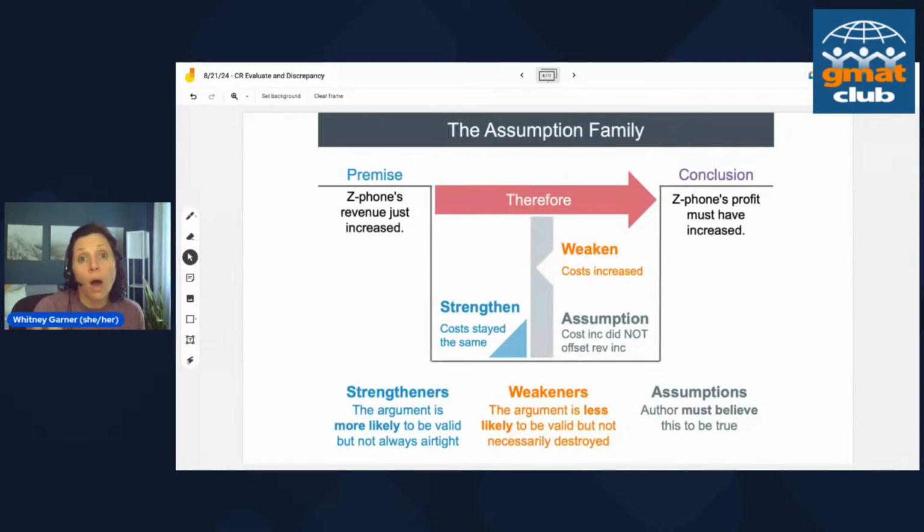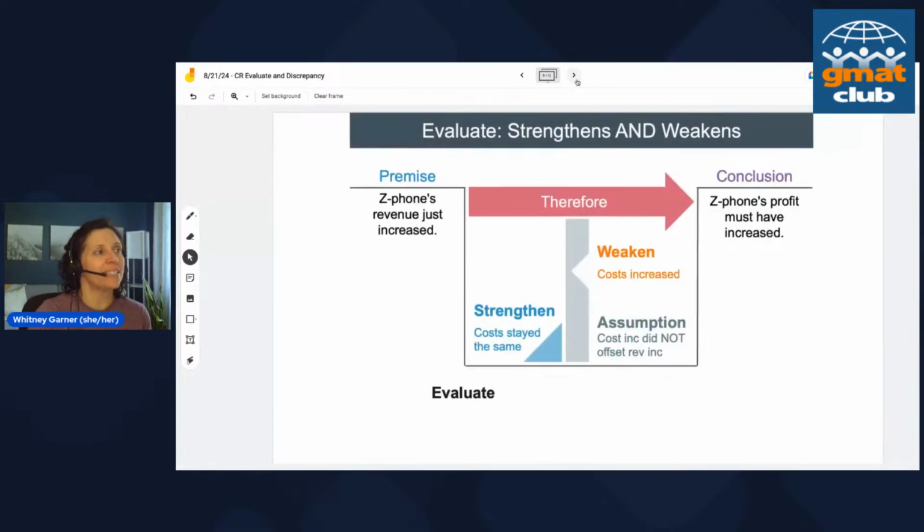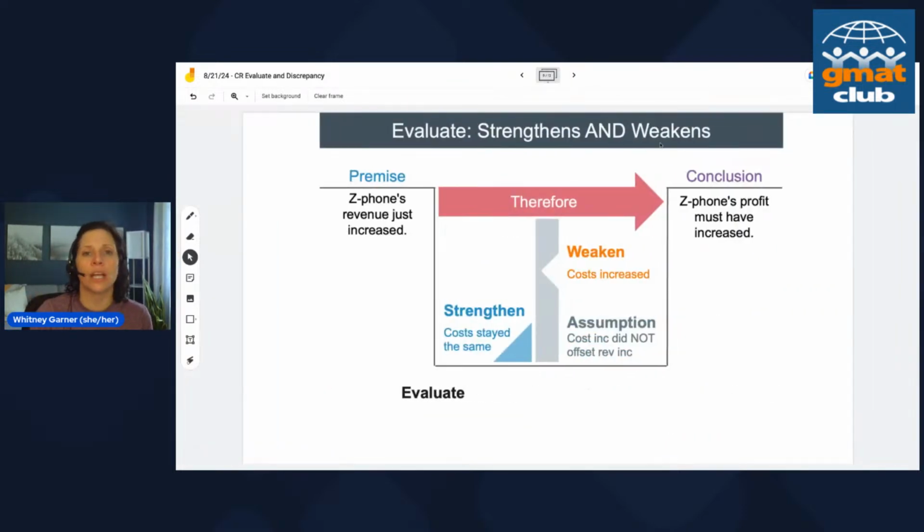So part one of the series goes into depth about these three. Here's the thing. There's one more kind of cousin, like maybe the middle child syndrome of the assumption family. We have one more, and it's called evaluate. So evaluate is technically a strengthener and a weakener combined. The way evaluate works, it's often going to be asked like a question. Like the answer choices will be questions.